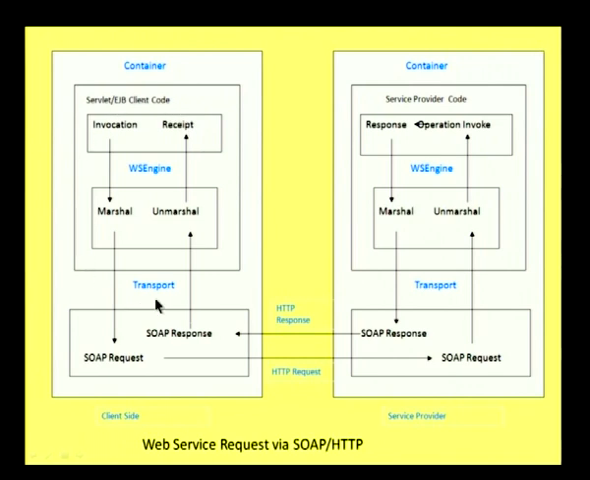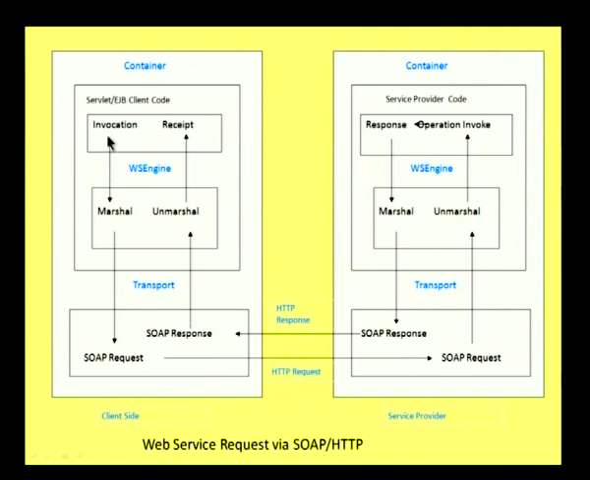On the client side, you have the actual container in which the web service engine is available. You can develop the client code using Servlet or Enterprise Java Bean or some other code. You can invoke the service which is available in the server. So, on both sides you will have web service engines available. The actual invocation is marshaled. Marshaled means it is converted into a SOAP request format.